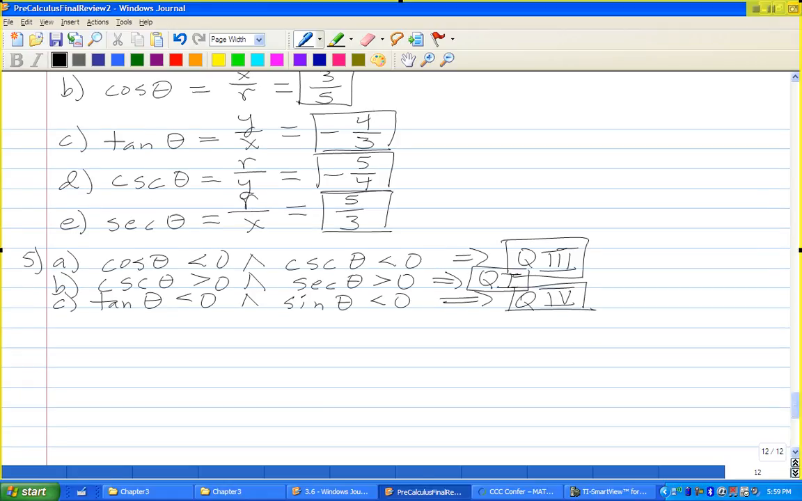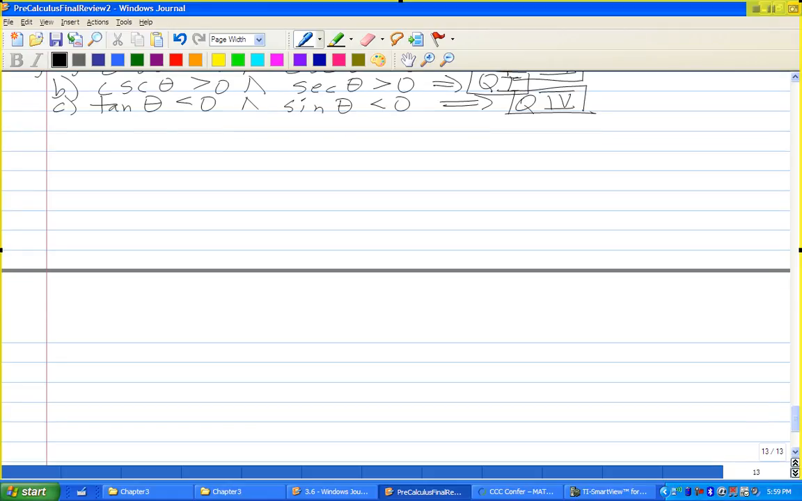Six. Find the exact values of theta. Cosine is 15/17, and you are between 3 pi over 2 and 2 pi, meaning that you are in the fourth quadrant. Find cotangent.